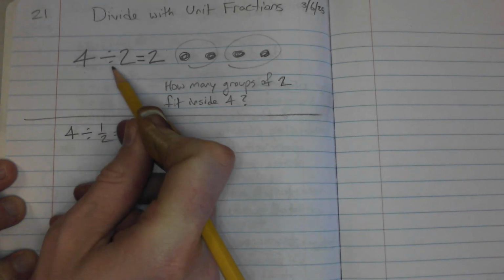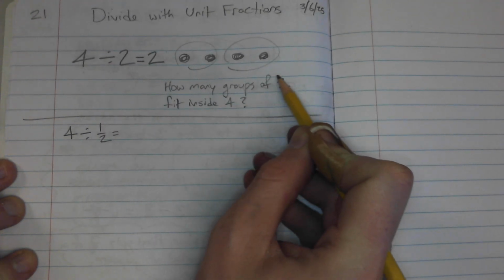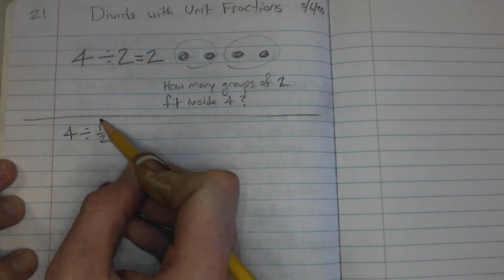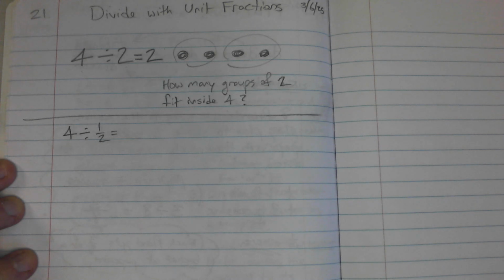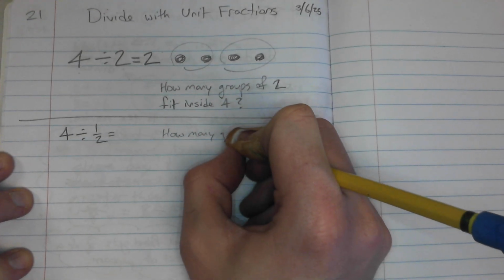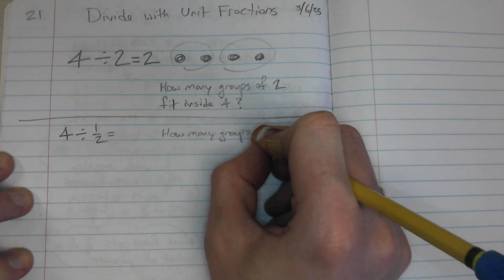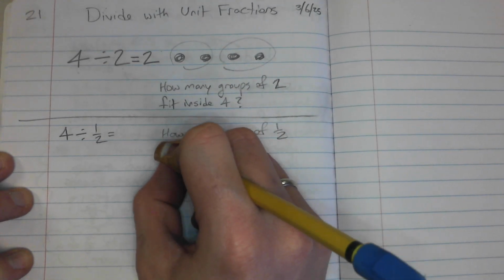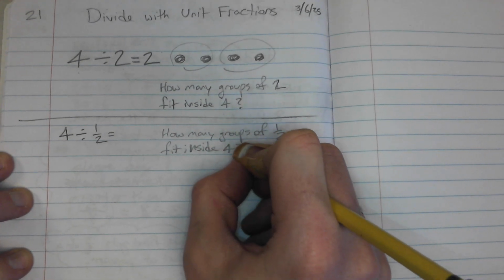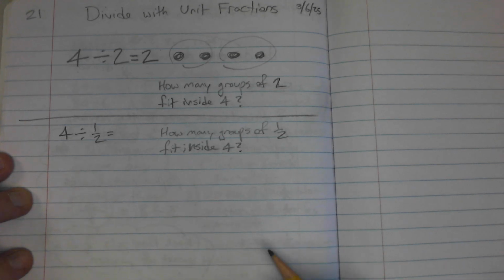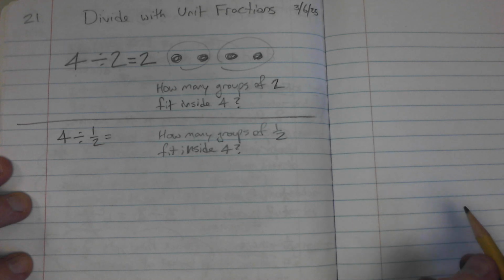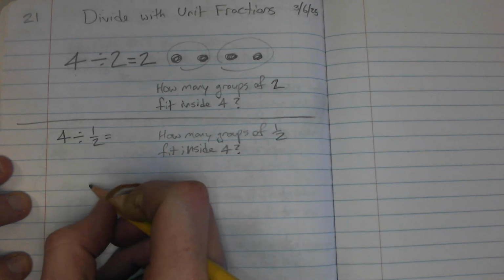If 4 divided by 2 was how many groups of 2 can fit into 4, 4 divided by 1/2 should be how many groups of 1/2 fit into 4. Write that sentence with me. How many groups of 1/2 fit inside 4? So how can we do that? We can't just draw dots like the first time because we're not using whole numbers like dots. Instead, we're using pieces, fractions. So let's represent that with boxes.